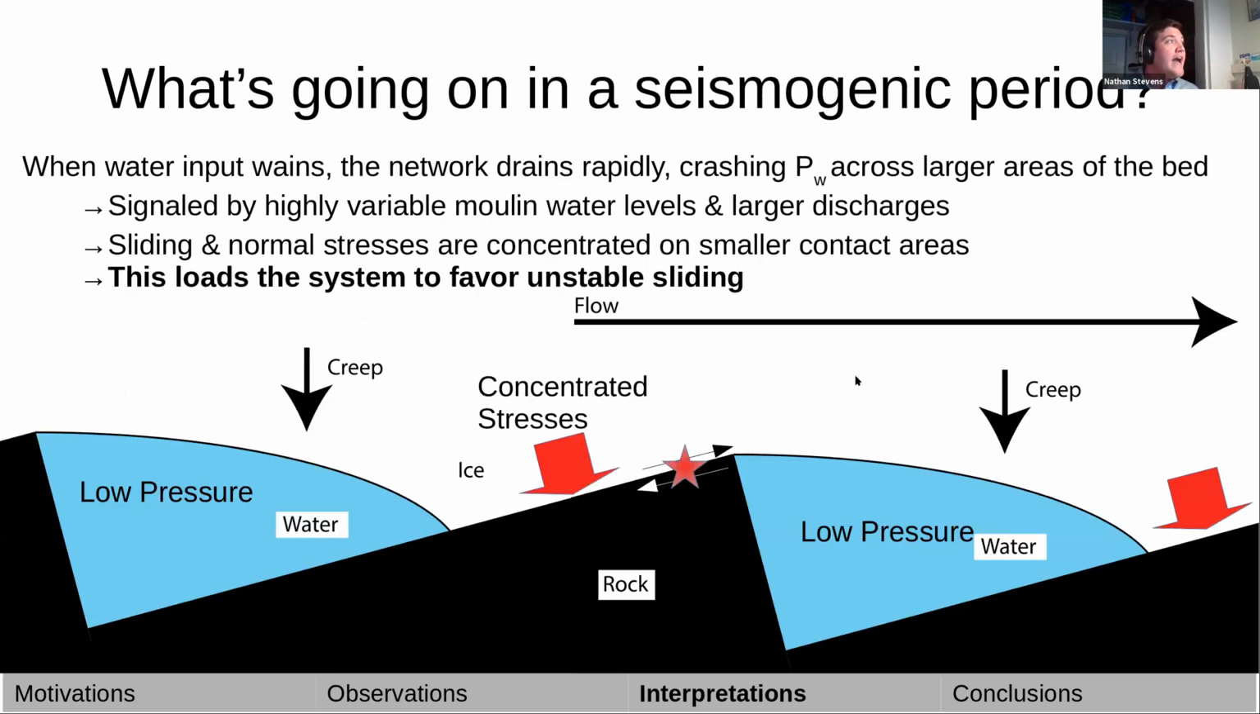And so what we have is when water input starts to drop, the network drains rapidly because it is well connected, crashing water pressures across large areas of the bed. This is signaled by this high variability in Moulin water levels and large discharges. The normal stresses of the sliding are concentrated on these diminished pieces of ice bed contact, and this loads the system to favor unstable sliding, producing the ice quakes observed.